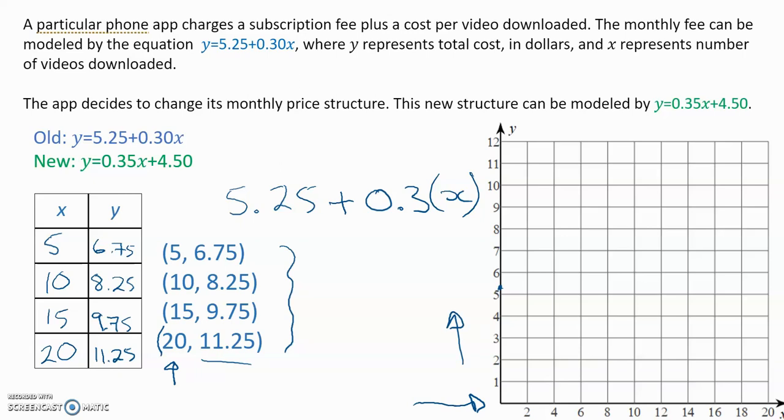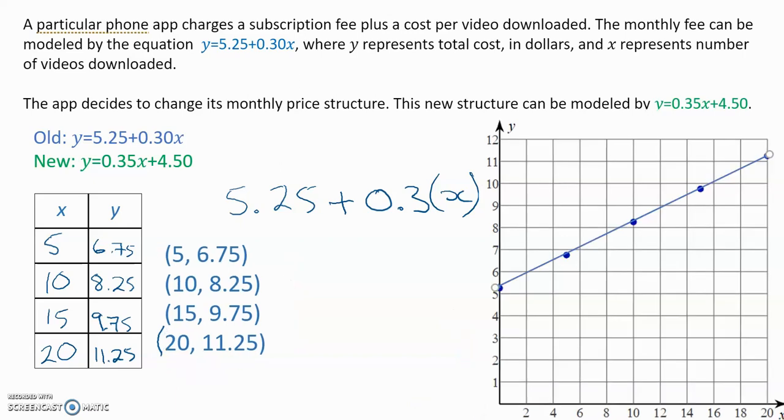So we've already got our initial point here, and then we need 5 and 6.75. It's about there. And we need 10 and 8.25, 15 and 9.75, and 20 and 11.25. And then we just connect them with a straight line.